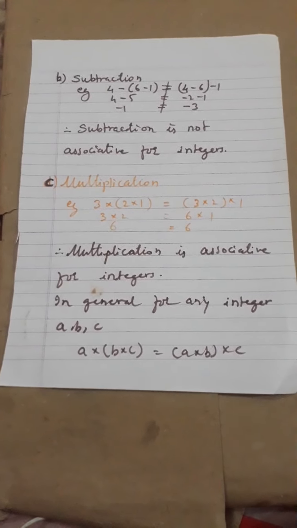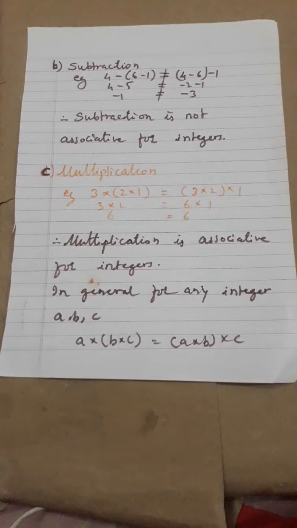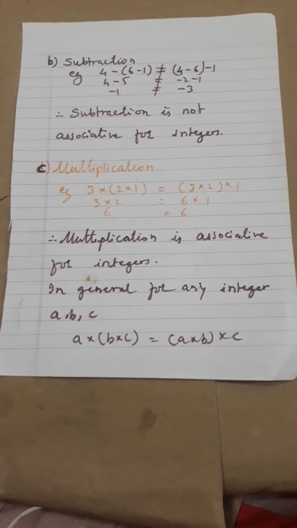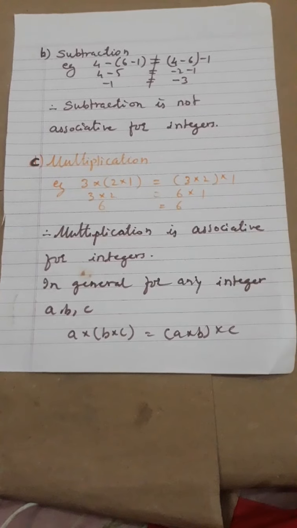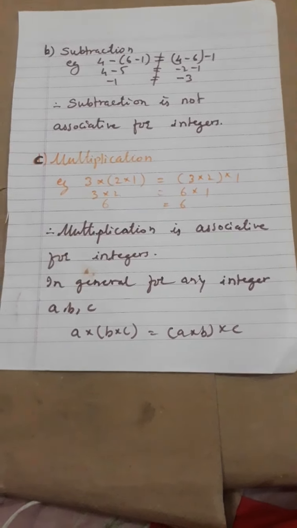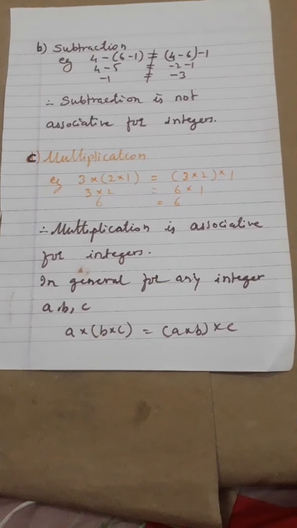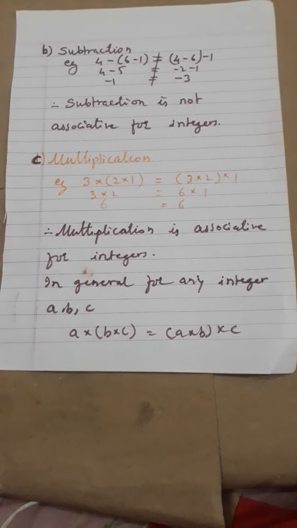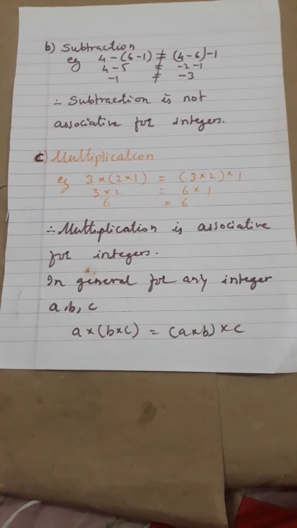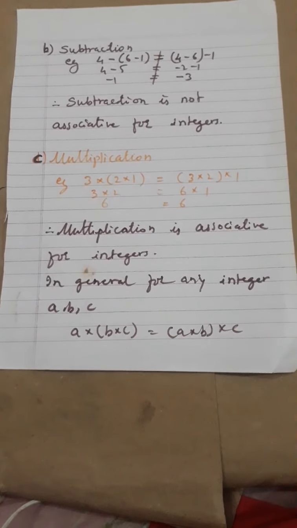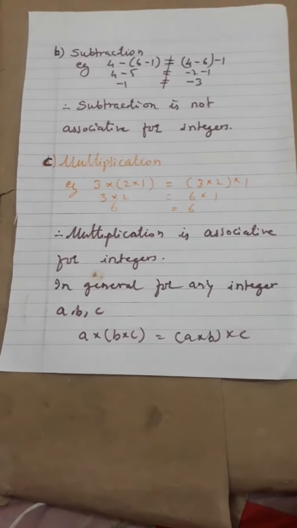Students, let's go with the next operation, multiplication. So now if you observe 3, 2, 1. I have taken 2 into 1 in a group, then 3 into 2. Now when you solve, what answer are you getting? Both sides equal 6. So we can say multiplication is associative for integers. In general, for any integers a, b, c, a into in bracket b into c equals a into b in bracket into c.